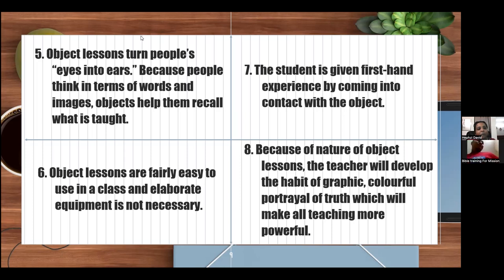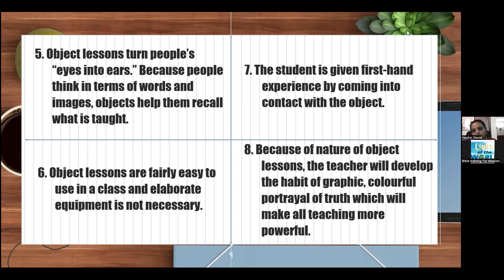Now, if I'm going to give you a piece of apple or an apple in your hand and then cut a piece and ask you to taste it, then you will definitely remember that apples are very sweet and they are very tasty and they are very round. The shape, the color, the taste, you can cover all the sense organs through an object lesson.